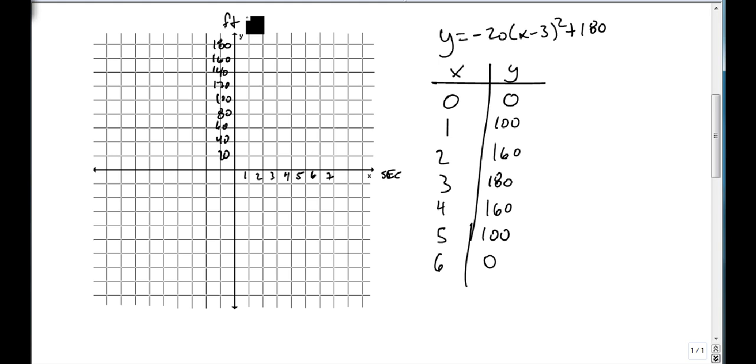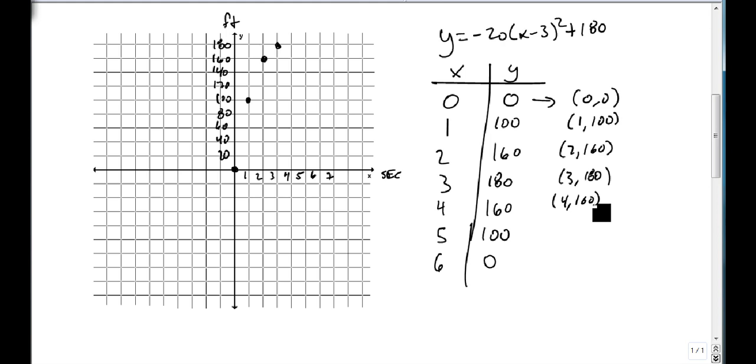Our first point, we just turn this xy that we built into a point at 0, 0. So we plot at 0, 0. Then we have a point at 1, 100. So we come up here, 1, 100. 2, 160, because remember the x of 2 matched the y of 160. 3, 180. 4, 160 again. 5, 100, and 6, 0.